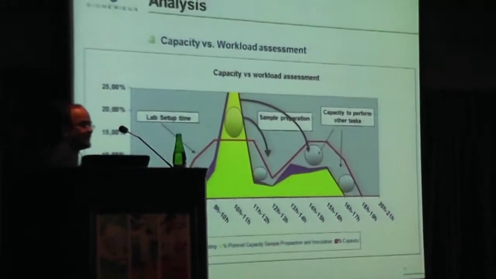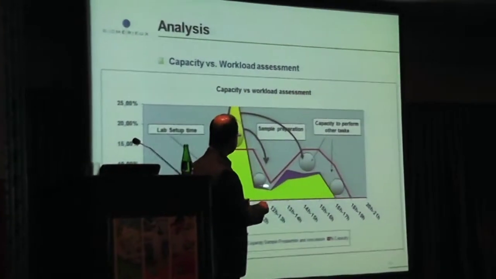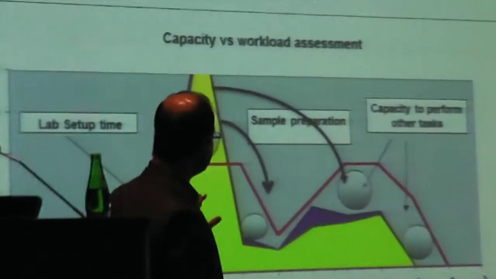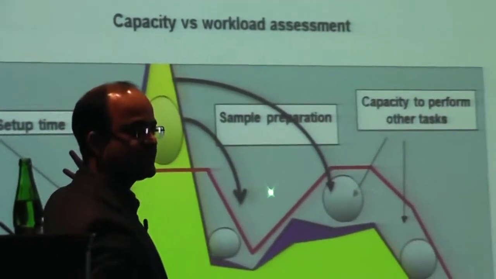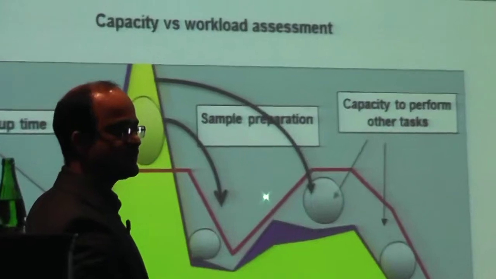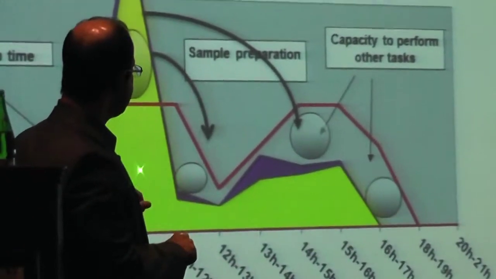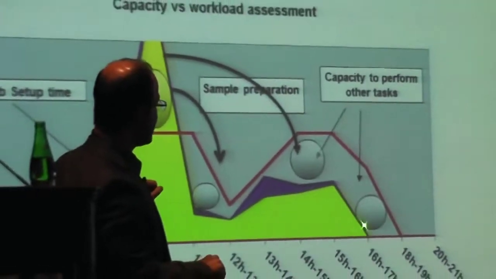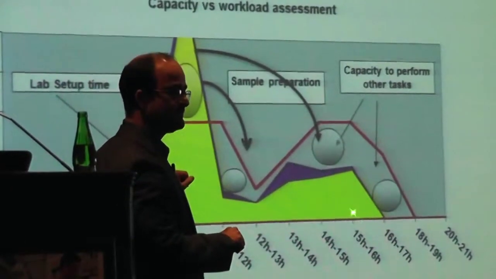We also did a capacity and workload assessment. All the green that you see, the spike right here, is when the lab received a huge bundle of volumes of samples. That's when their couriers arrived. That's when they received about 90% of their samples. And then there were no samples being received. Only sample preparation was happening throughout the day.